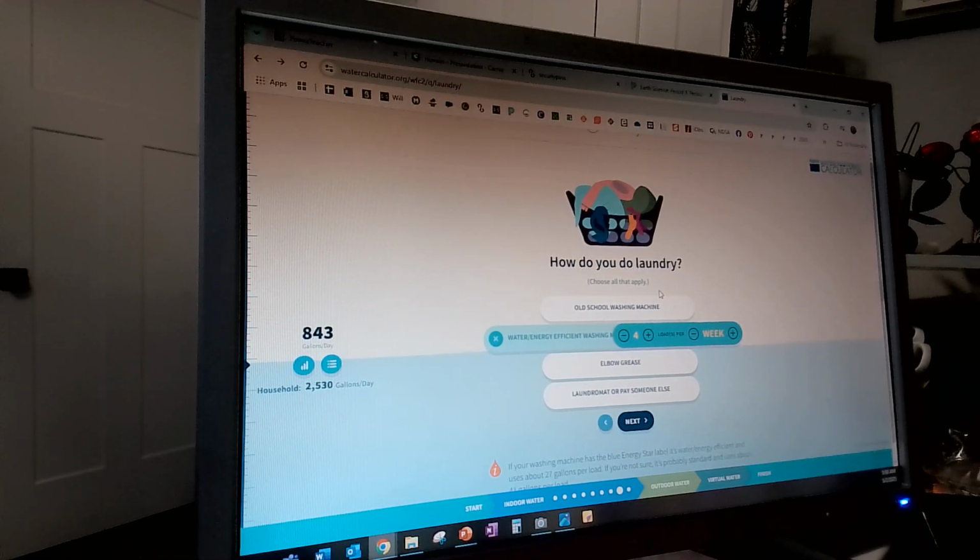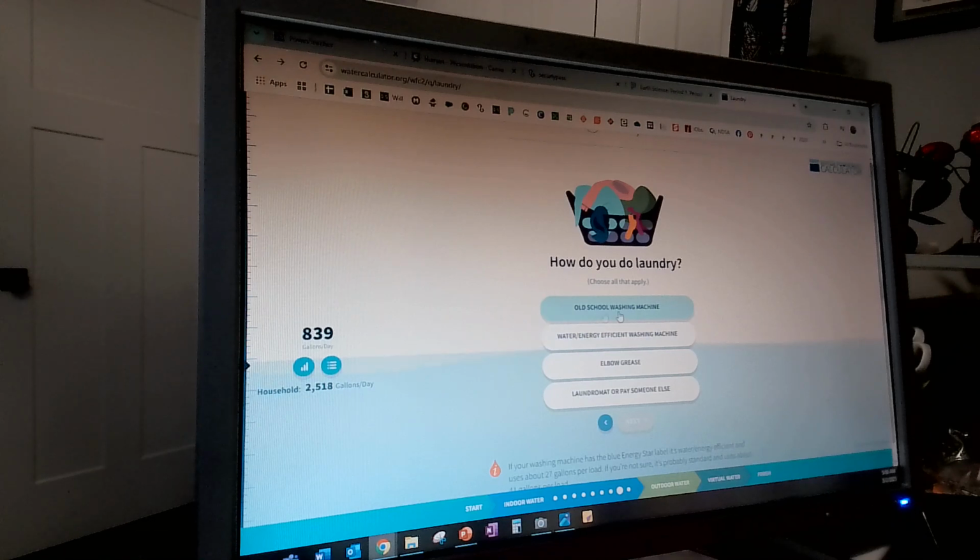How do you do laundry? Old school is basically if you have a washer and dryer that look like they were the very first washers and dryers of your whole life. Most of us probably have a water energy efficient washing machine that we use. Some of us might be going to the laundromat. I would also consider this like if you have a communal washer and dryer in an apartment building.